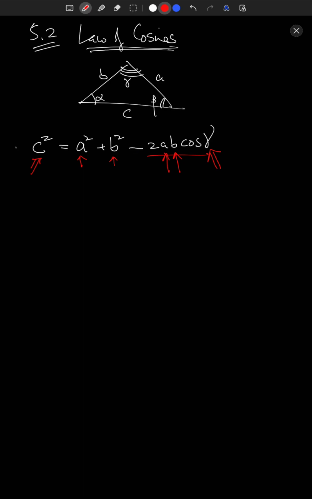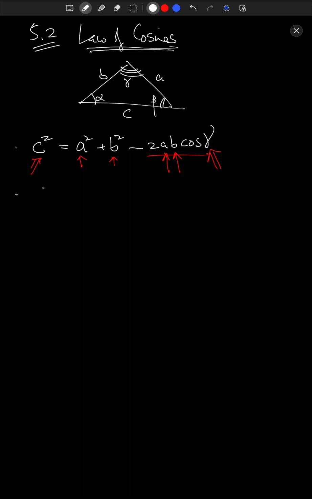Okay, notice, I'm calling this an extension of the Pythagorean theorem to any old triangle. And you can see that if we did have a right triangle and C was the hypotenuse, then gamma would be 90 degrees, right? And if gamma is 90 degrees, cosine of 90 degrees is 0. And so this second term, this correction term, would be 0. And that's exactly the Pythagorean theorem, all right? So this really is a correction to the Pythagorean theorem for any random triangle, not just right triangles.